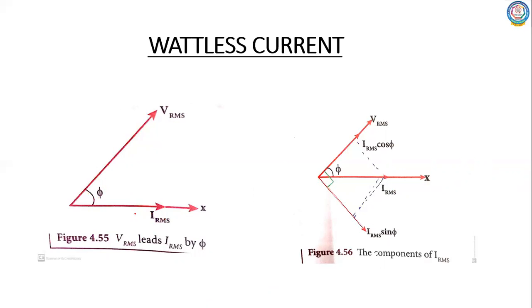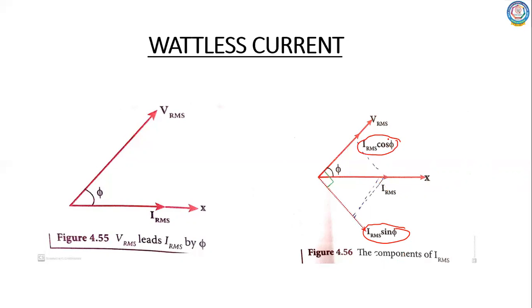Now I am going to resolve this current into 2 components. When this is the current phasor and I resolve it into 2 phasors, one component is IRMS cos phi, which is considered to be in phase with VRMS. Perpendicular to this you have another component, which is IRMS sin phi. Try to understand the diagram very clearly, children. This current is resolved into two components. One is along VRMS, which is taken as IRMS cos phi.